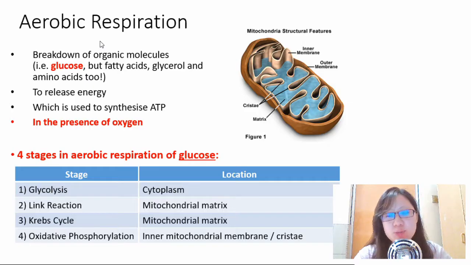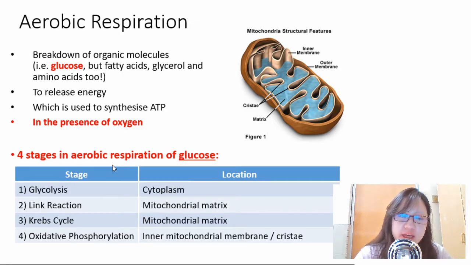Now, as we spoke about last video, aerobic respiration is the breakdown of organic molecules to release energy, which is used to synthesize ATP. And because of the word aerobic, it is in the presence of oxygen. There are many different kinds of organic molecules that can be broken down to synthesize ATP, but we primarily focus on glucose because, frankly speaking, that is the easiest one and the least complex out of the four.